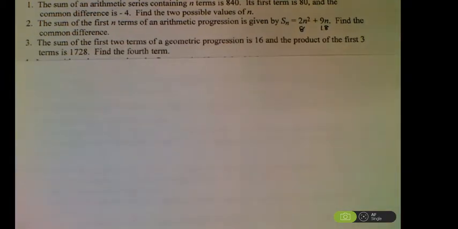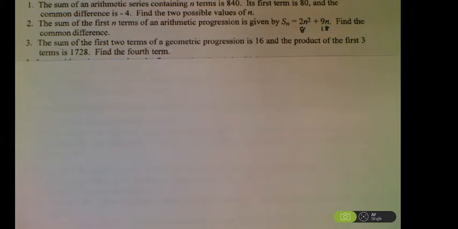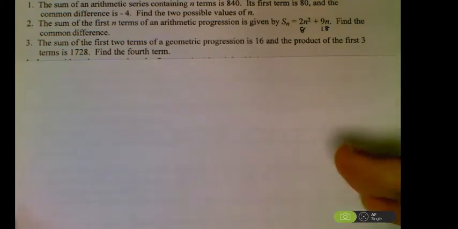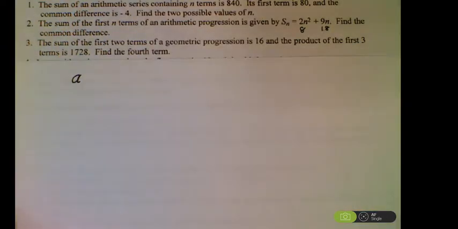So moving on to number 3, we got the sum of the first two terms of a geometric progression is 16. And the product of the first three terms is 1728. So what is the fourth term? So in this case, the sum of the first two terms is 16. So for the first term, we'll just call that A1 or A. So we don't know what that term is. We're just going to use that to represent the first term.